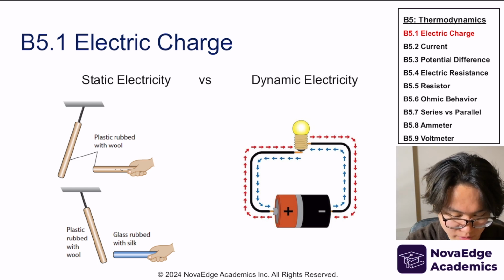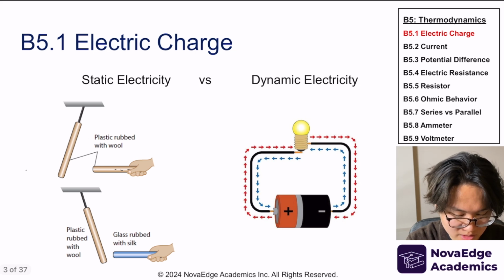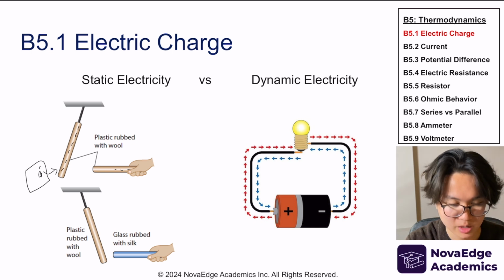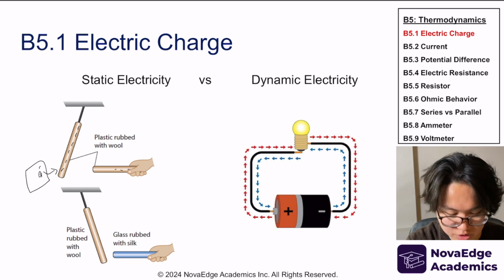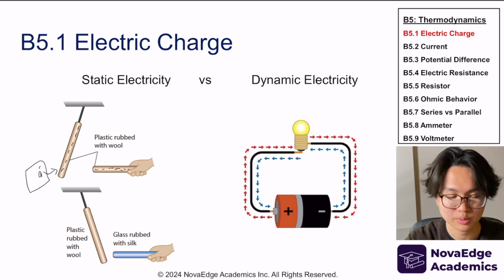As an example, if I rub this plastic rod with wool, the wool is going to transfer electrons from itself to the rod upon contact. And so the rod becomes negatively charged. If you have another rod that's negatively charged, boom, they repel each other.